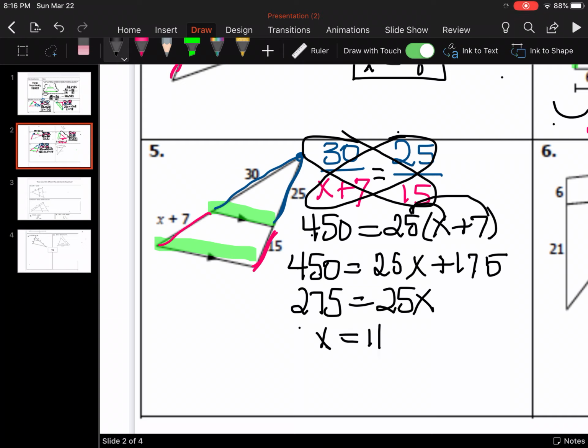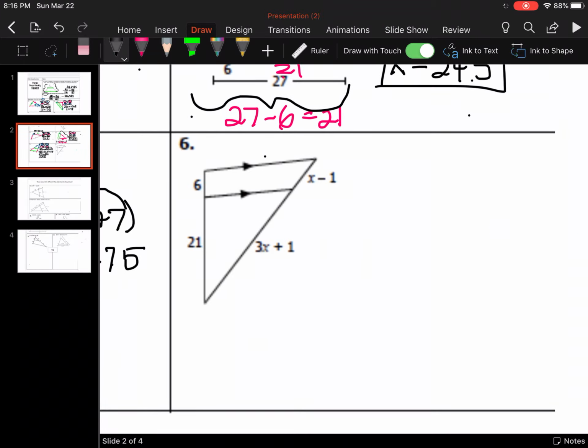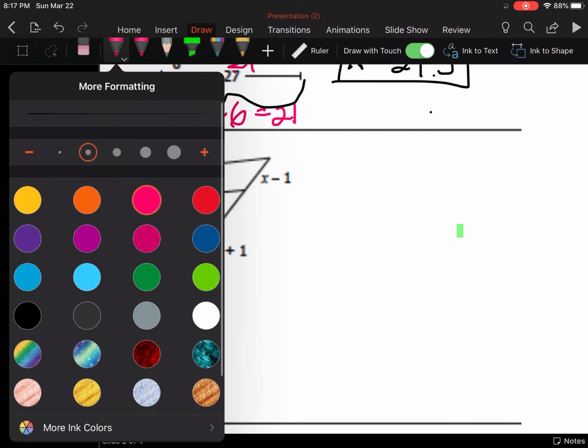Halfway there, I think. I'm not even sure how many there are. All right, number 6. I'm getting better at using this iPad mini here. It's not as sloppy as the first few were.